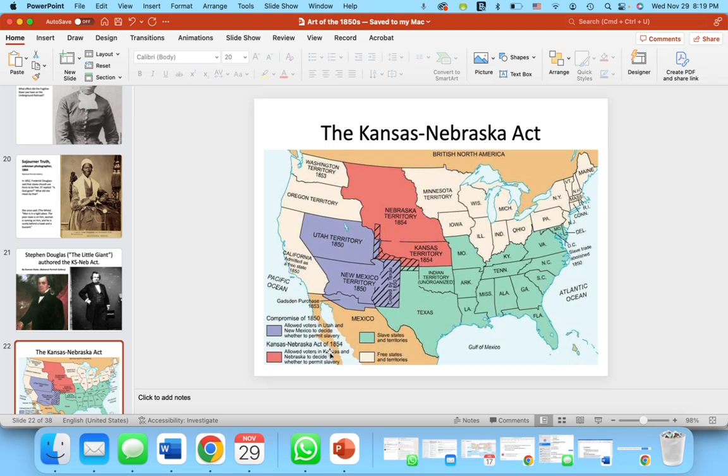And basically, it allowed the voters, that is the male whites in Kansas and Nebraska, to decide for themselves whether or not to permit slavery. And this was called popular sovereignty. So it's up to the white men here, these farmers, whether or not they would have slavery.